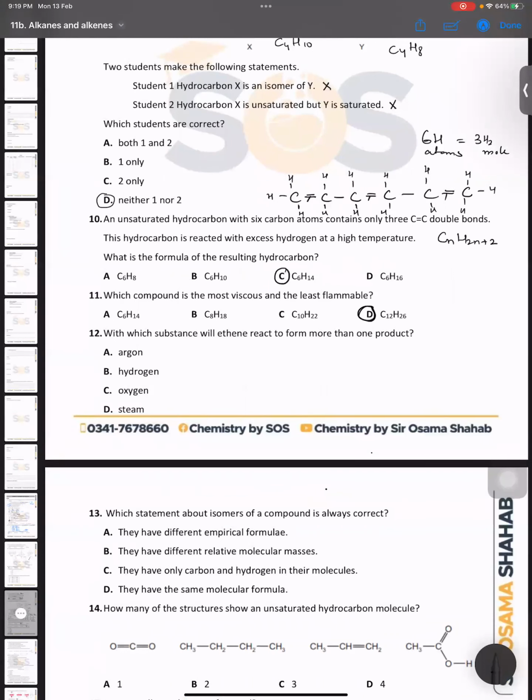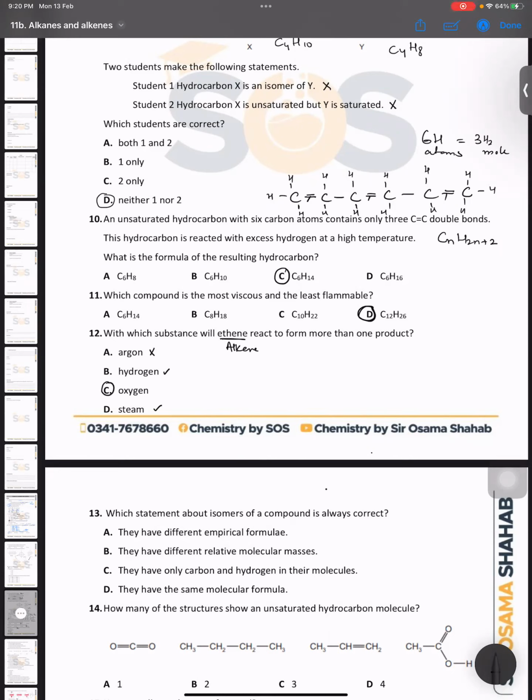And then the 12th one is saying with which substance will ethene react to form more than one product. You can see this, ethene means it is alkene, and alkenes show the addition reaction. So the molecules you have, like halogen, hydrogen, water molecule, they are going to be added over there, and argon is unreactive. So the only thing which is oxygen, when you combust alkenes, it will produce carbon dioxide and water, more than one product, right?